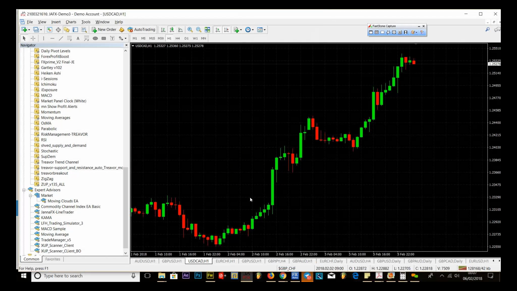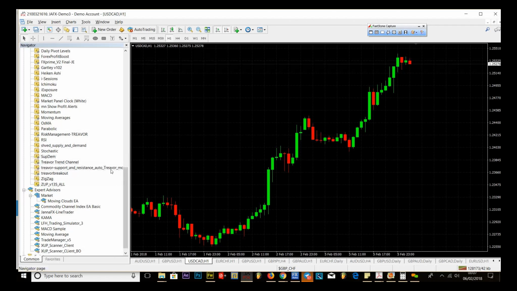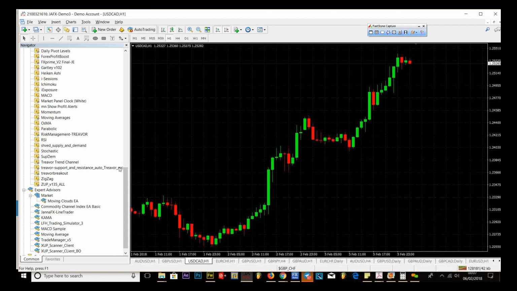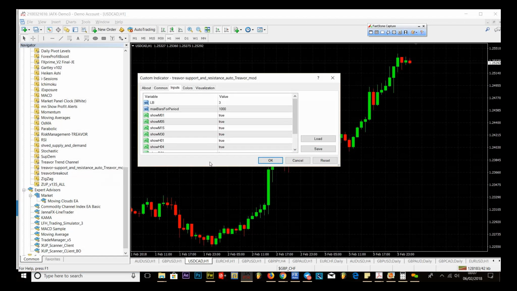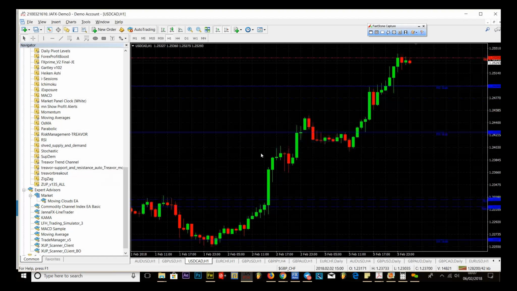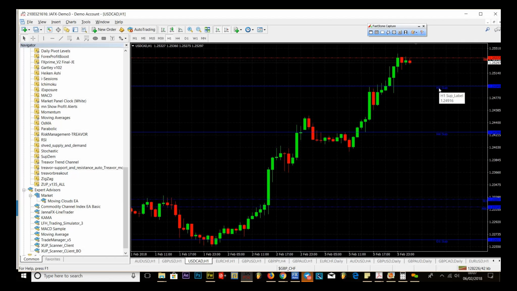Okay. So this is a support and resistance indicator I'm talking about. Once I just drag this onto the chart, look at what it would do. You see what it did? It broke everything down for me. It gave me the H1 support, gave me the H4 support, gave me the D1 support, gave me the weekly support and the monthly support.